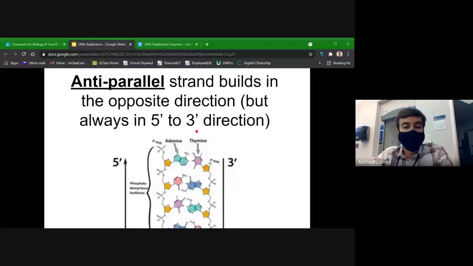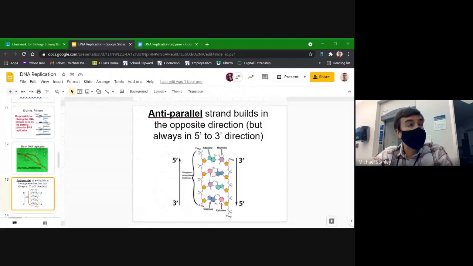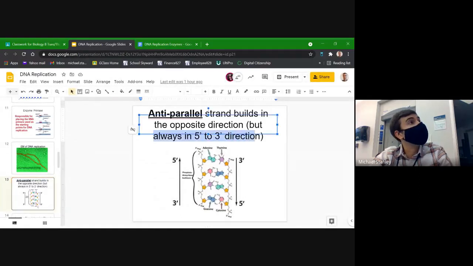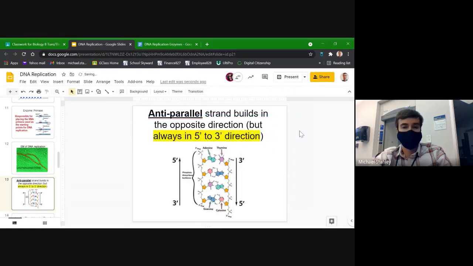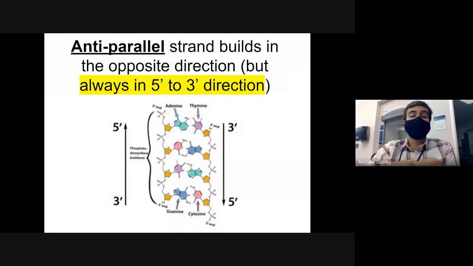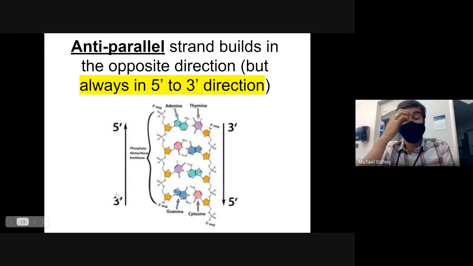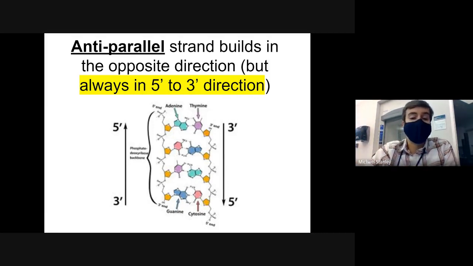I'm actually going to highlight this here really quick just to show it off. It's the classic yellow. So the only way that we can build DNA is we have to build from the 5' end towards the 3' end. That's the only way that our other DNA enzymes can put down new DNA.